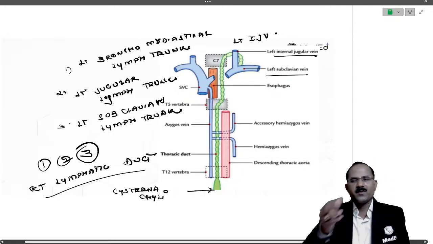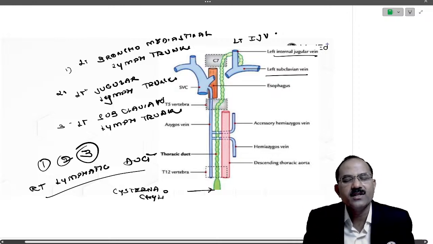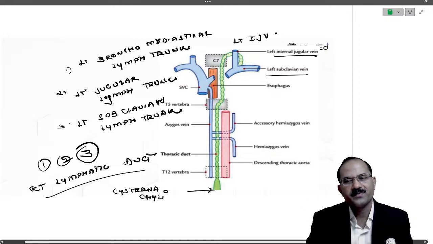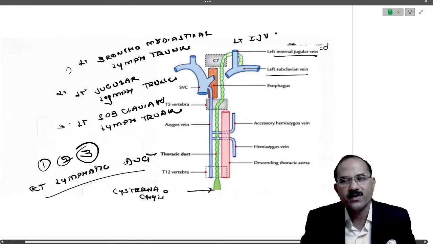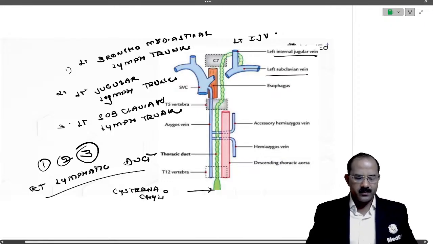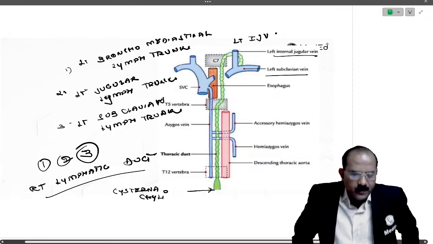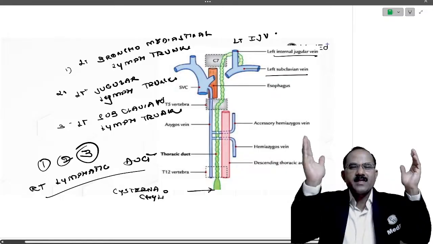And you get the posterior intercostal lymph nodes. They also drain into the thoracic duct. Left posterior intercostal lymph nodes. Clear, students? That's about the thorax.